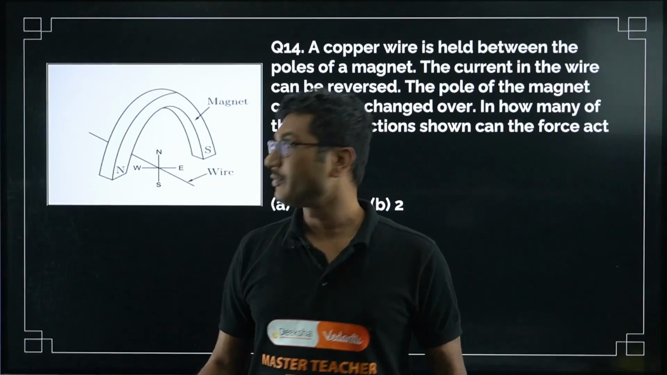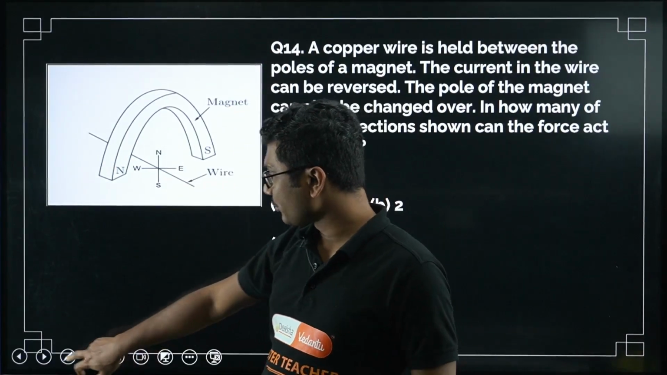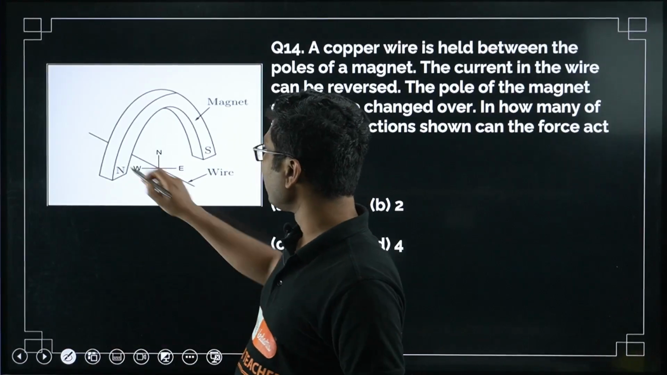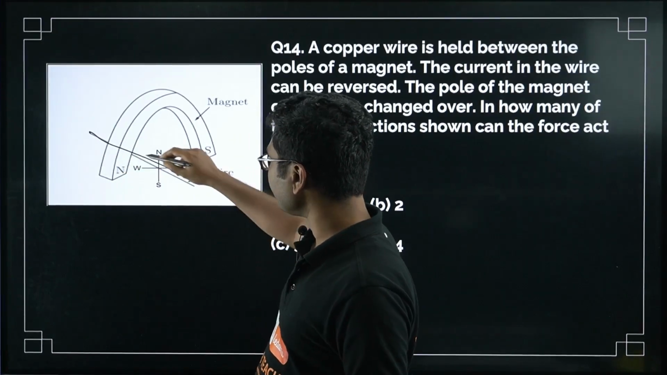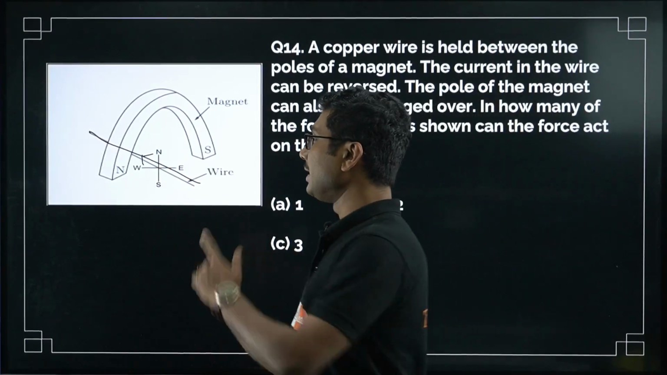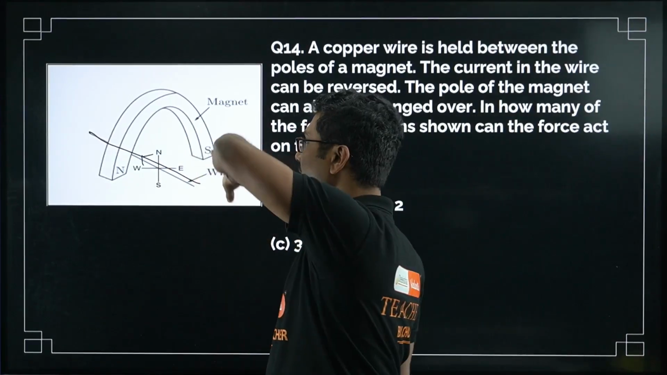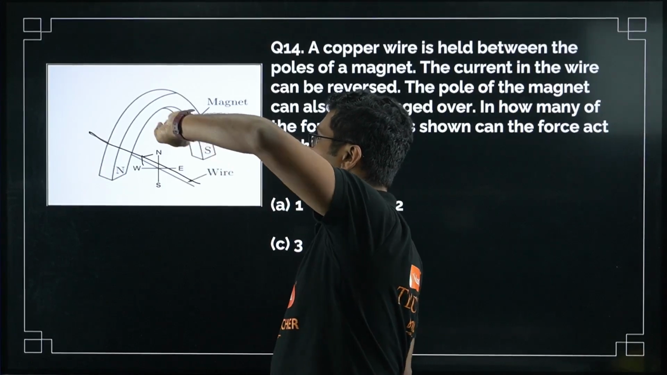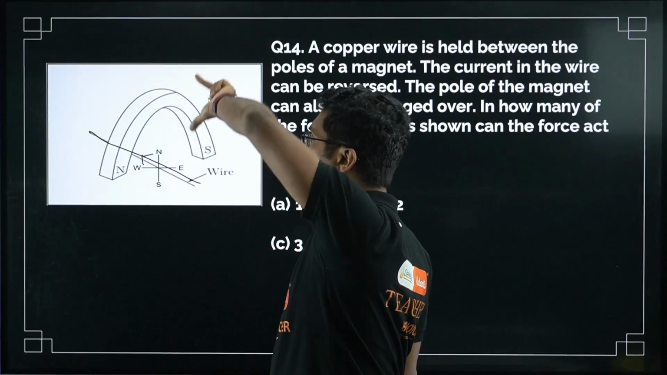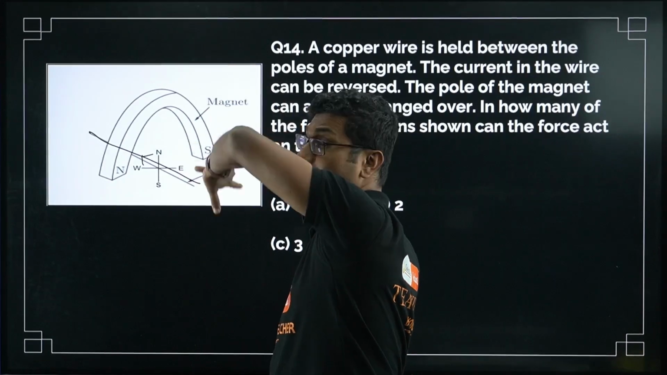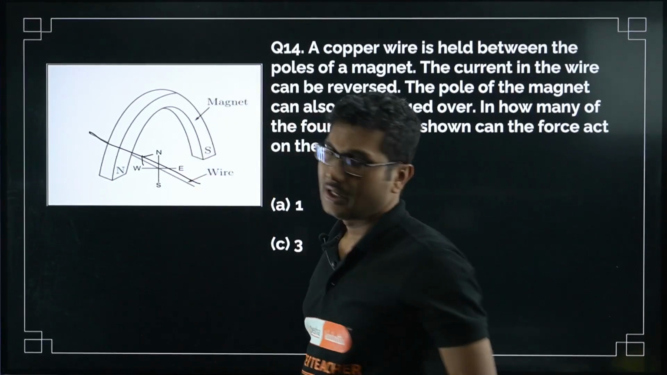So what is the meaning of that? Here they have shown a current carrying conductor. Suppose the current in this case is flowing in this direction. Now we have to apply Fleming's left hand rule to find the force on the conductor. Fleming's left hand rule says that this is the direction of the magnetic field, this is the direction of current, and this is the force acting on the conductor. So it will experience a force in the downward direction.